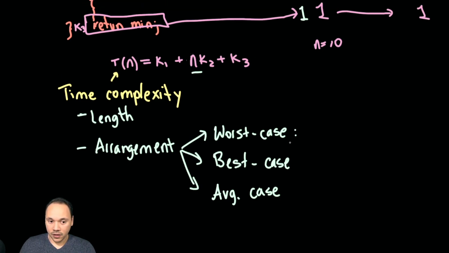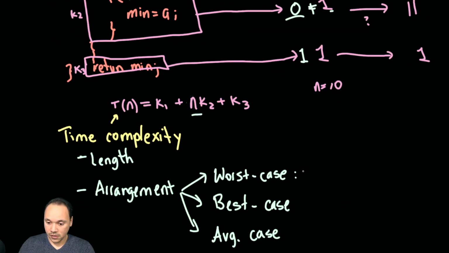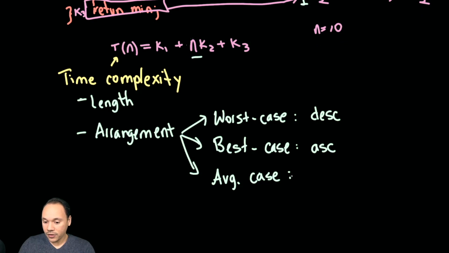So the worst case in the get minimum program is when the numbers are in ascending order, it didn't execute any operation here because it will be initialized to the first one, which will be the minimum already. So this line will never be called. However, when it's in descending order, then this line will always be called. So we can say numbers in descending order are the worst case. Ascending order is the best case, and the average case will be random, where the numbers will be a mix of ascending and descending, and then we don't know.